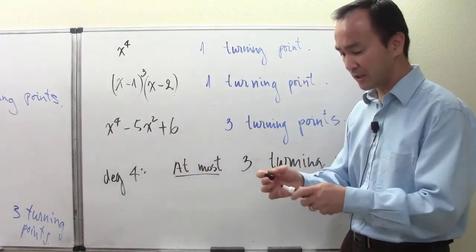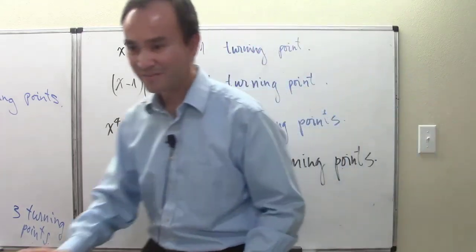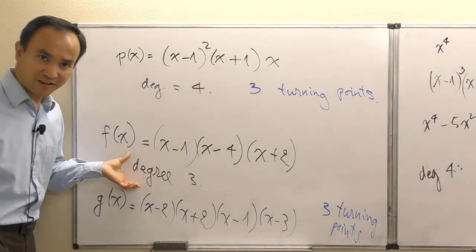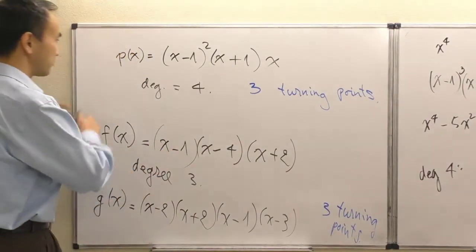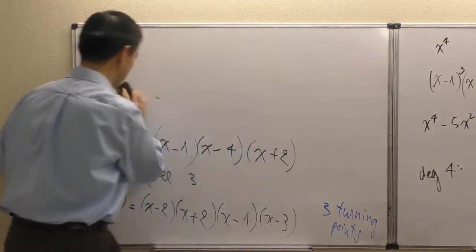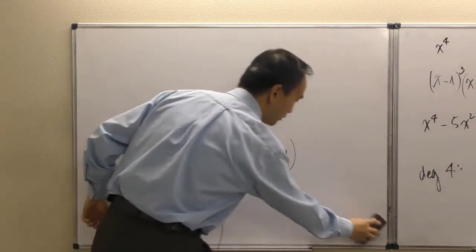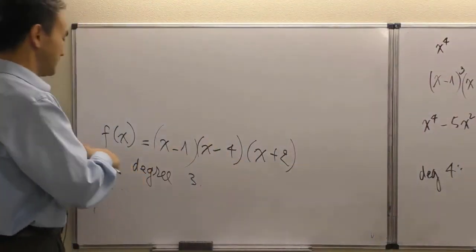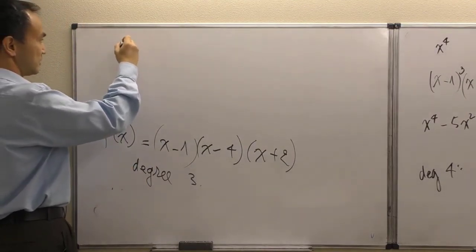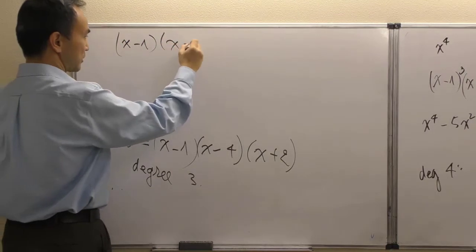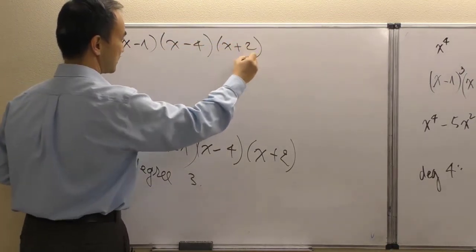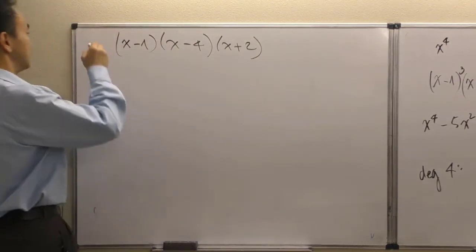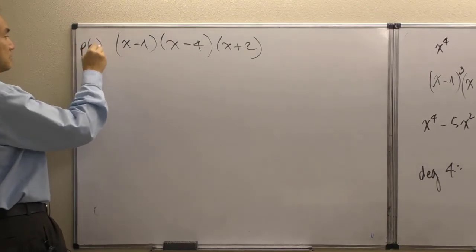Okay, so let's look at those degree 3. On the board I had earlier, we had this polynomial over here. So let me now erase all of these, and I'm going to rewrite this particular polynomial higher on the board. The one we're looking at now is x minus 1 times x minus 4 times x plus 2. Clearly it's degree 3. It's polynomial p of x.